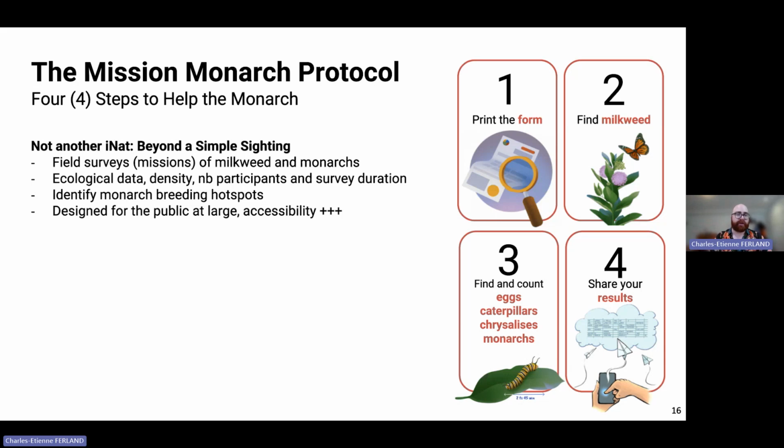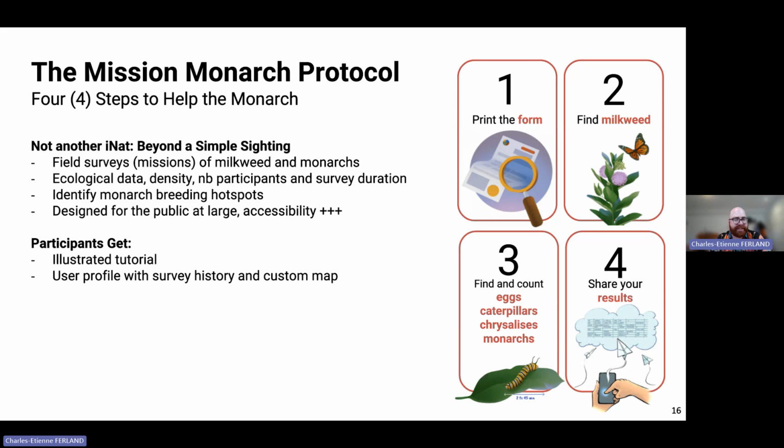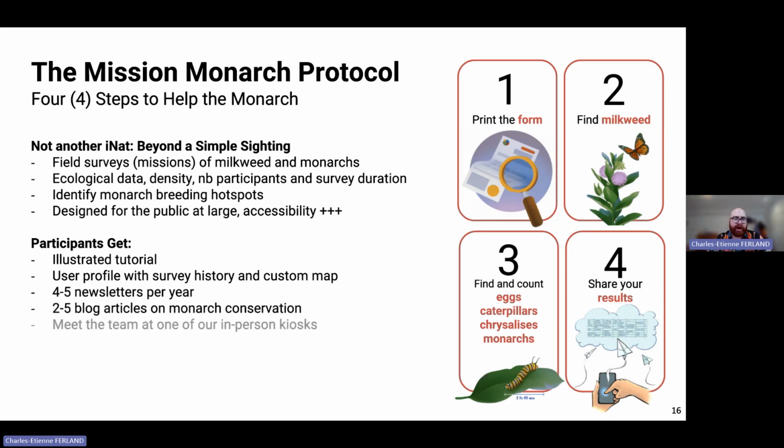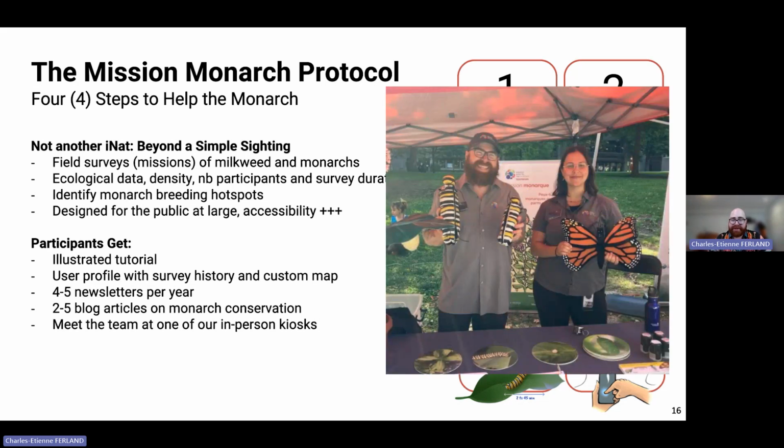Again, this is a very simple protocol. It's designed for the public at large. It's meant to do with your family, with your friends, even kids can do it. It's super accessible. And our participants get an illustrated tutorial, which I'll share with you after the presentation. They have their own user profile with a history of their surveys and a custom map of where they looked for milkweeds and monarchs. I send out about 4 to 5 newsletters per year, 2 to 5 blog articles, and also you get to meet the team in our in-person kiosks.